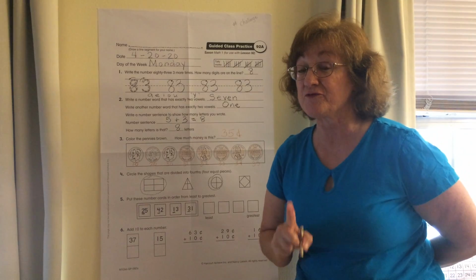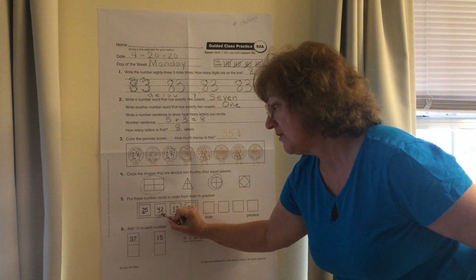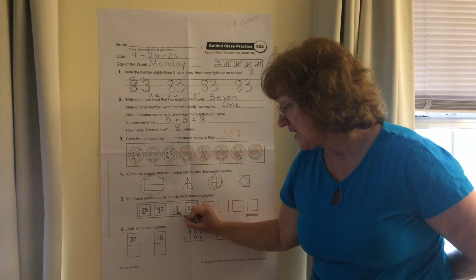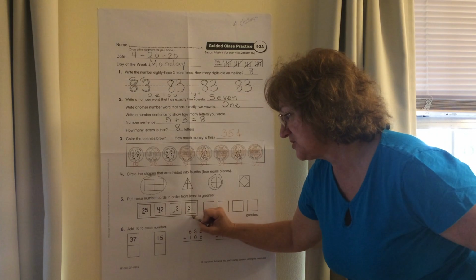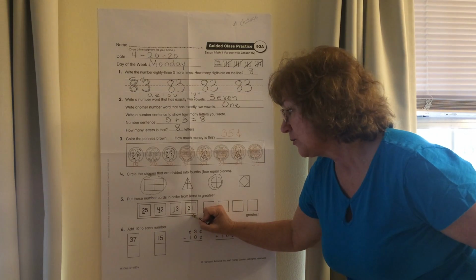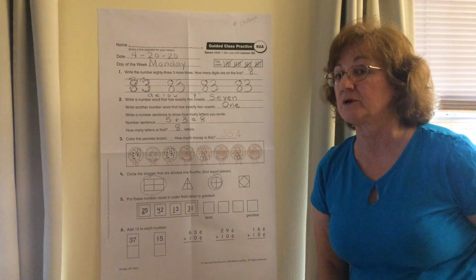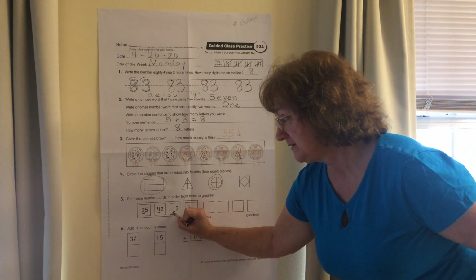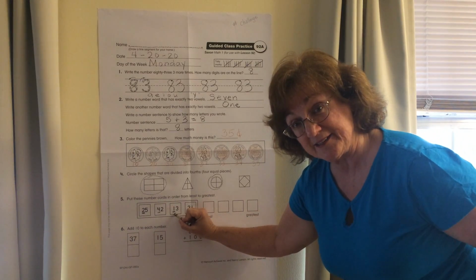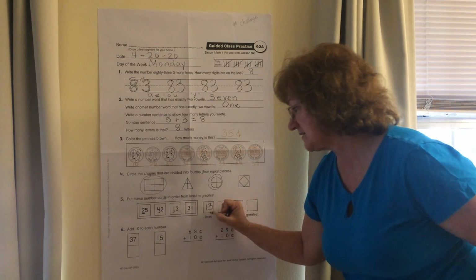Whichever number you get to first is the smallest. So we have 25, 42, 13, and 31. Don't let these two trick you. Okay? Which one is the least? Which one is the smallest number when you're counting? Right? It's 13. So in the first box, 13 is the least.